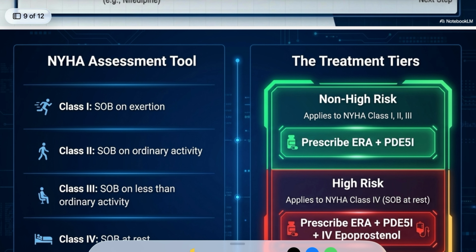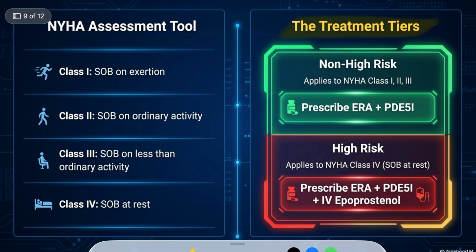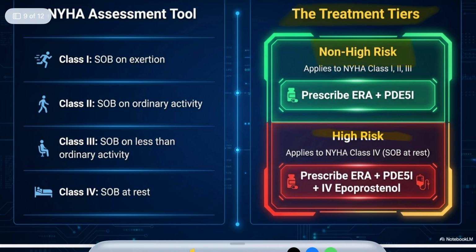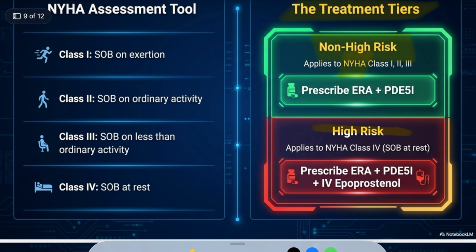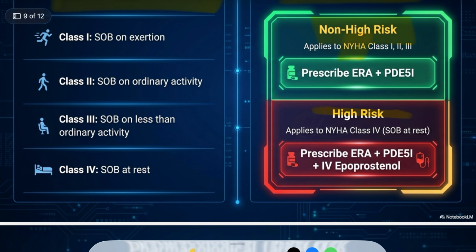So we have treatment tiers: low risk, non-high risk, then we have high risk. So we have to prescribe. Before going to the risk part, we have to know the NYHA classification. It's the NYHA assessment tool where we have 4 classes: 1, 2, 3, 4. It's all about shortness of breath. SOB means shortness of breath.